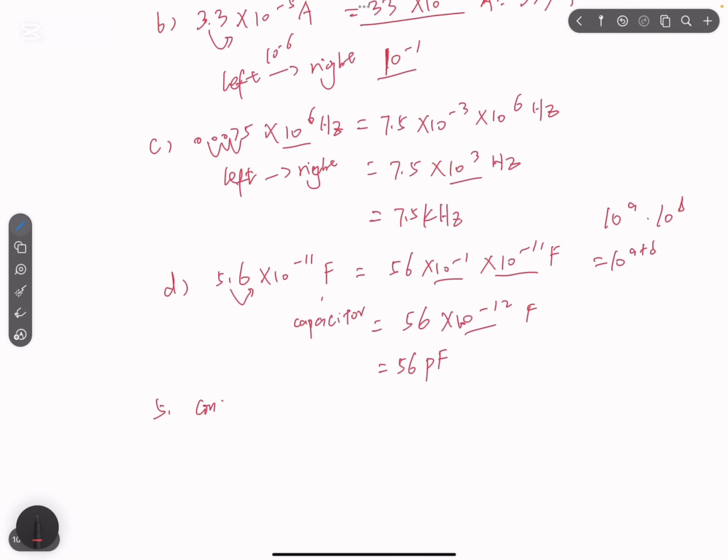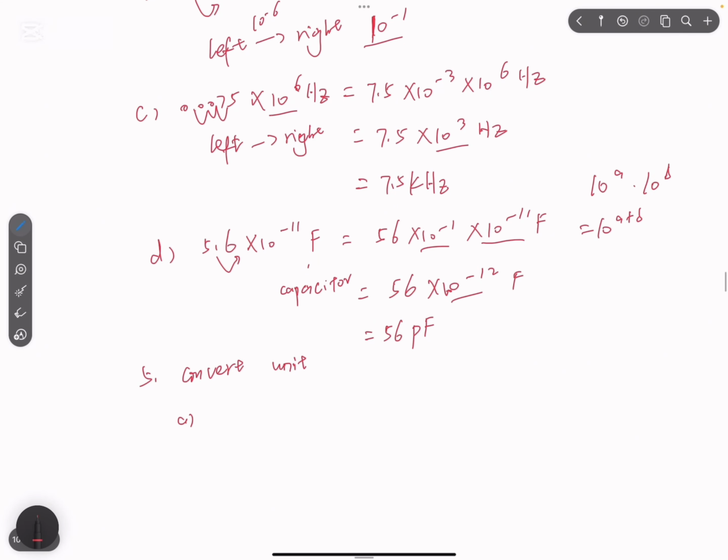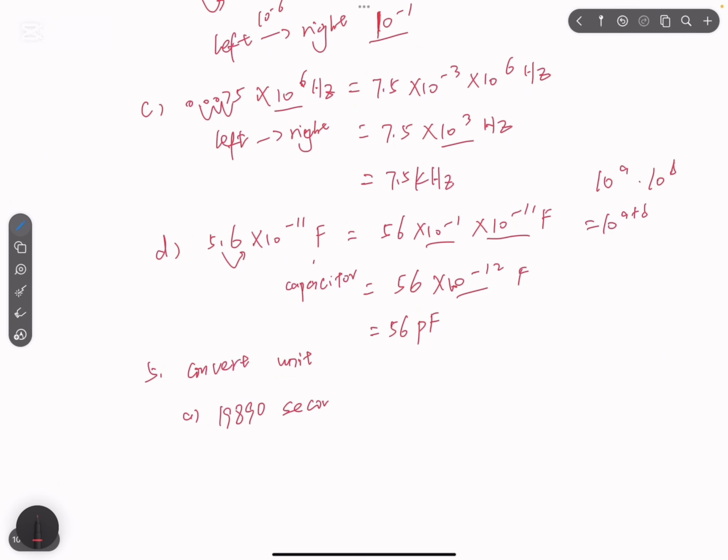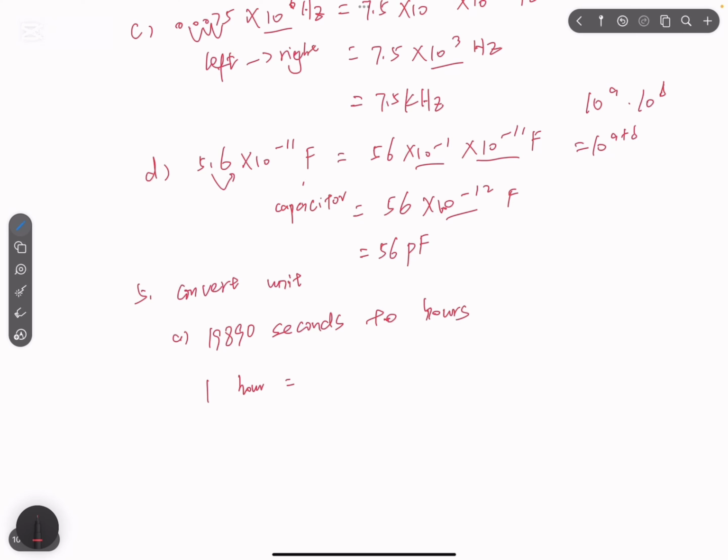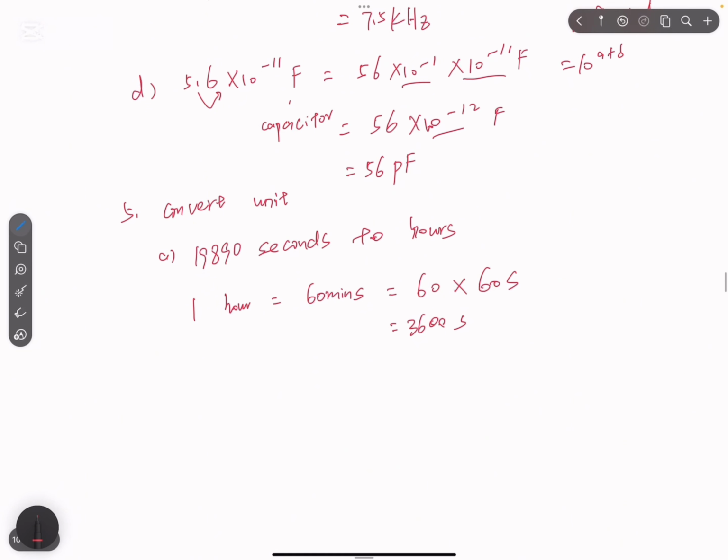Number 5 is convert unit. Let's see, first one we have 19890 seconds to hours. So we all know 1 hour equals 60 minutes. So 60 minutes will be, 1 minute is 60 seconds. So change that to seconds. That will be 3600 seconds. So 1 hour is 3600 seconds.